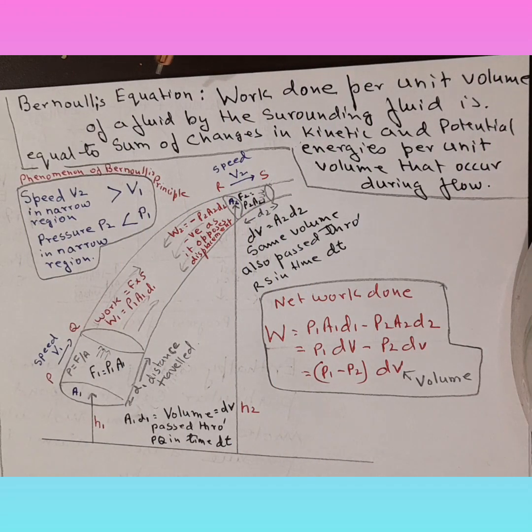Let's get into Bernoulli's equation. The equation says work done per unit volume of a fluid by the surrounding fluid is equal to the sum of changes in kinetic and potential energies per unit volume that occur during flow.